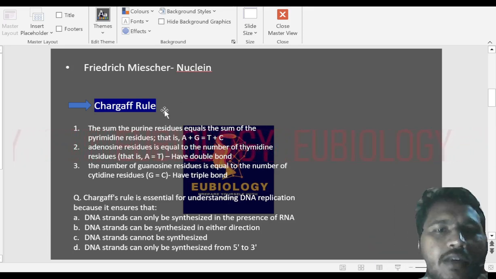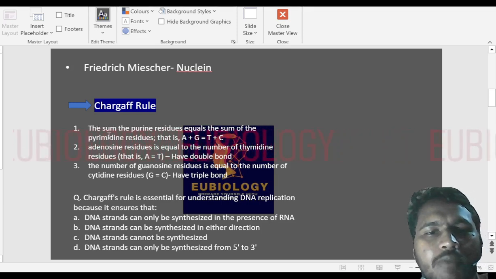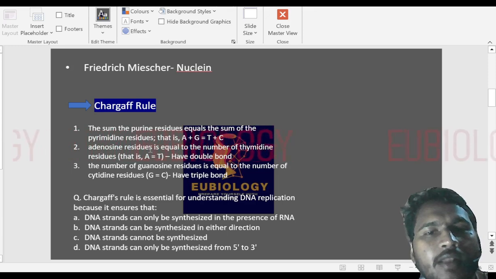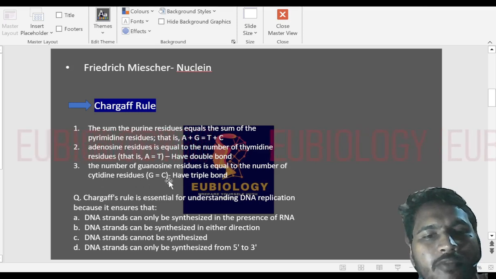So, what is the Chargaff rule? The Chargaff rule tells you the purine and pyrimidine ratio will always be equal to 1, or you can say the purine and pyrimidine sum will always be equal. Second thing, adenine and thymine will bind with 2 hydrogen bonds, and guanine will always bind with cytosine with 3 hydrogen bonds.